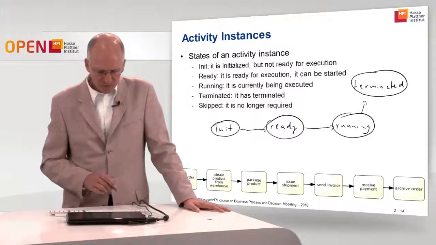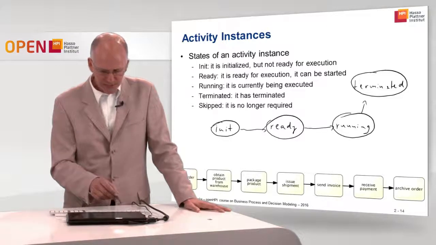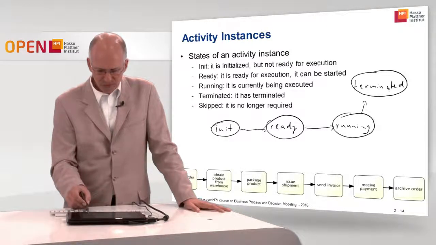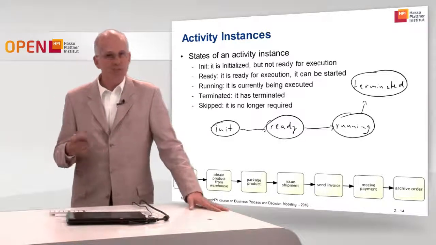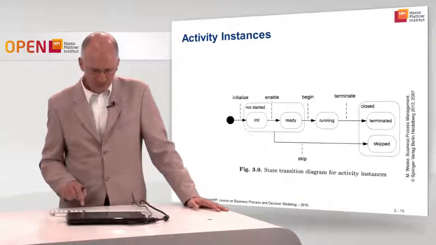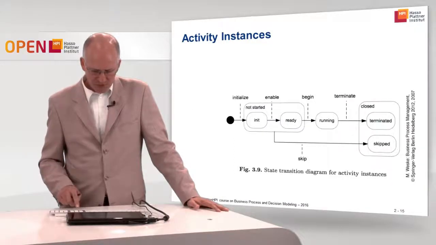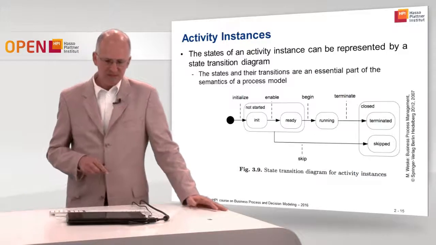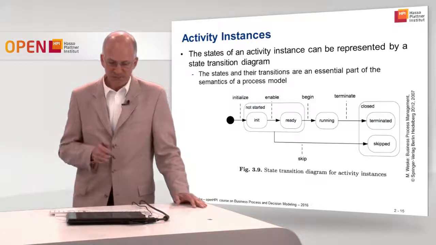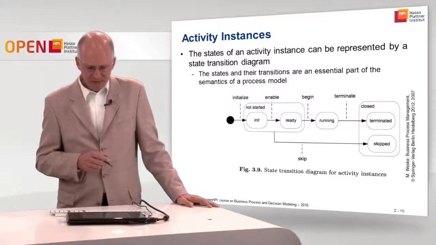All right, so these are the major state transitions that all these activity instances of a process instance walk through. First of all they are in the init state. The first one gets ready, the first one gets running, the first one gets terminated. Then the second one changes from init to ready to running to terminated and so forth. So what I was drawing in the previous slide was not the complete state transition diagram for activity instances.